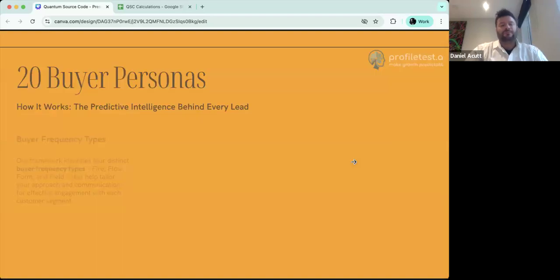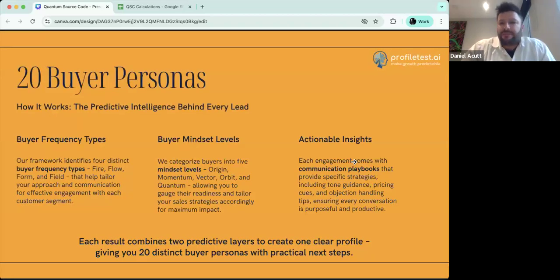So how does it work? Well, Quantum Source Code predicts one of 20 buyer personas. The idea behind it is that when you look at the mix of the two different pathways, we have buyer frequency types and buyer mindset levels. These individually are still very effective. It tells you about the way people behave or the way that people think, but it doesn't connect the dots together. Quantum Source Code connects the dots together of these specific individuals. So based on their results, we'll be able to tell you exactly where they fit within this matrix. And on the next slide, I'll show you a little bit about how the matrix all works.